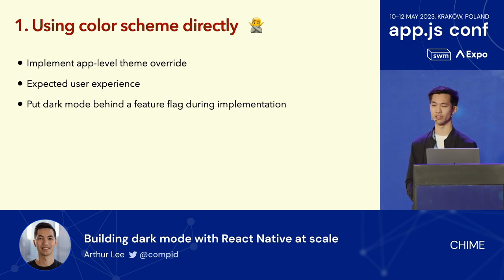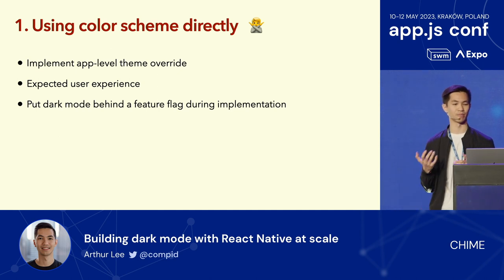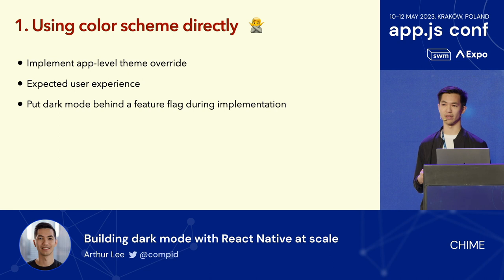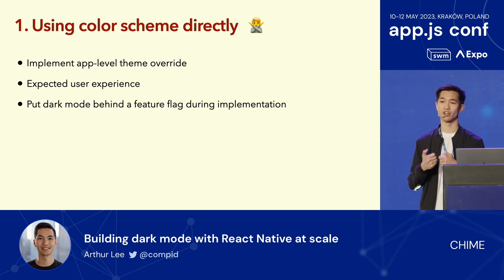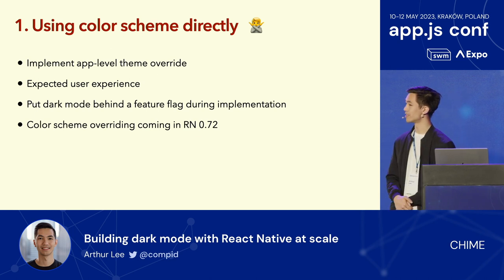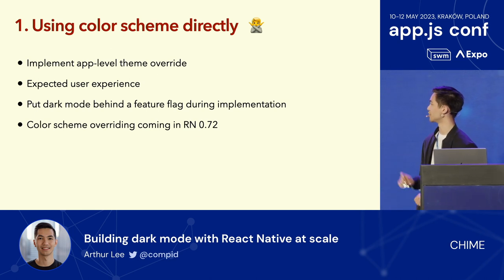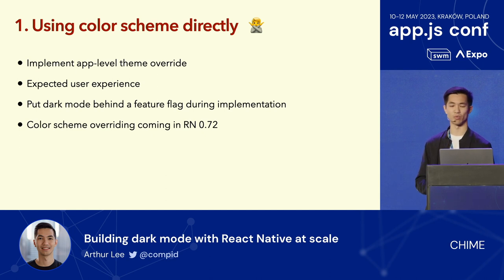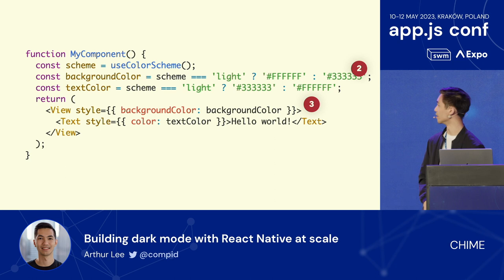No single developer or team can possibly implement dark mode in one go at our scale. So this allows us to federate the responsibilities out to different product teams so that they can go and check out dark mode in their own feature and maybe even submit bugs or commit fixes to it. Doing this does require writing some native code right now, but in React Native 72, there should be a new API that will allow you to override the color scheme at an app level. So looking forward to that. So that's problem number one.